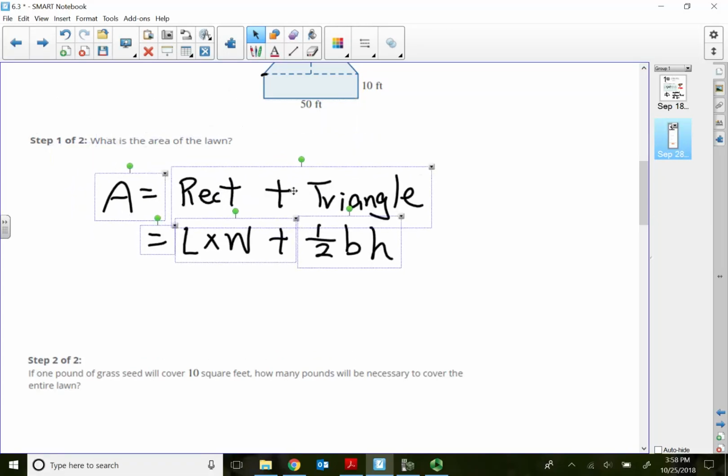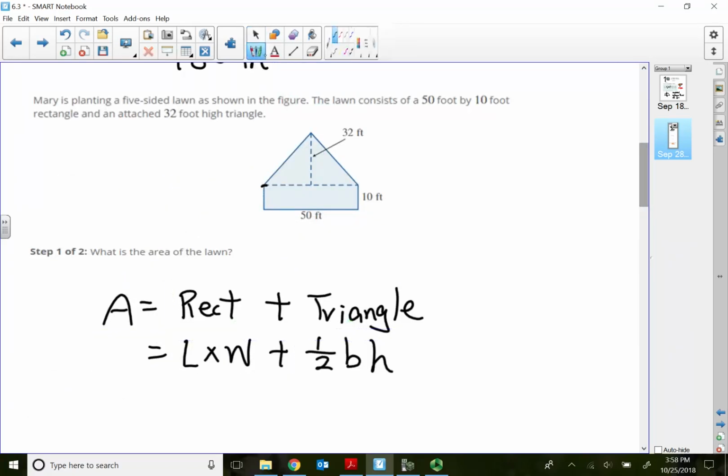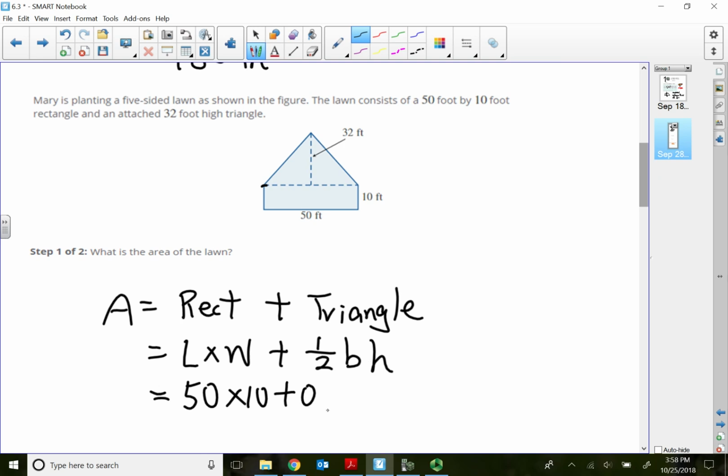All right, so let's take a look at our rectangle. Our rectangle is 10 foot by 50 foot, so that would be 50 times 10, plus half times base times height for the triangle, that's 0.5 times, and this dashed line is the base of the triangle up here, which is the same as the length of my rectangle, so that must be 50 feet. So that's 0.5 times 50 times the height of our triangle, which is 32 feet.